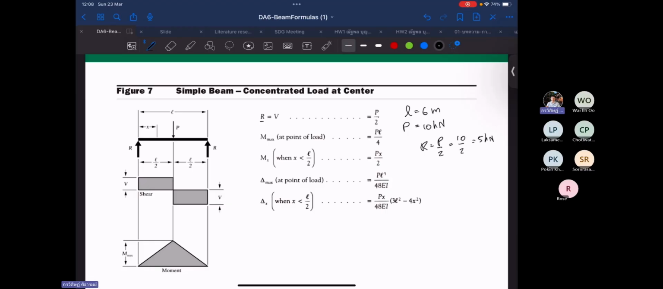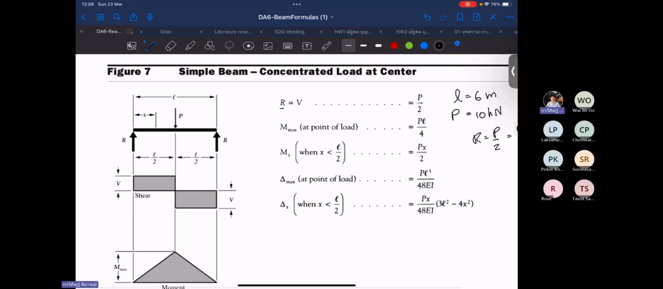Okay, this one is the same as our calculation. About the shear force, this shear force V equals the support reaction, and you can see we get the same value without cutting the beam.